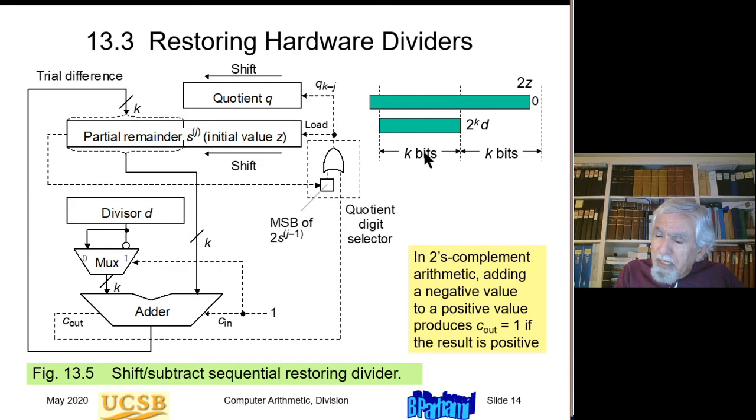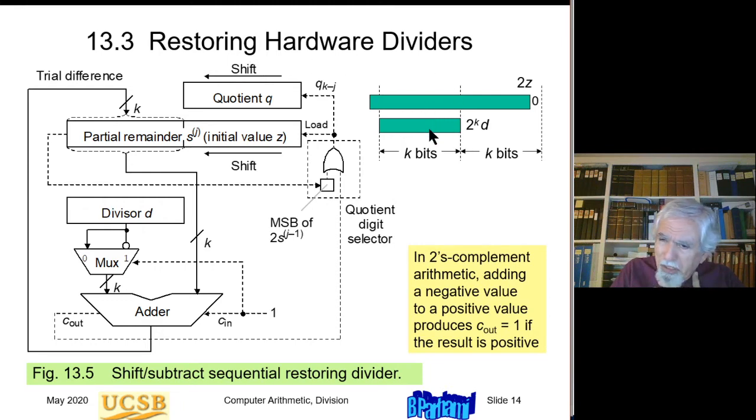If the result of this subtraction is negative, then 1 was too large a choice. Therefore, 0 is the correct quotient digit choice. We have to restore. In other words, that subtraction that we did does not provide the correct partial remainder. We have to restore the partial remainder to its original value. In other words, we should not have subtracted anything. So that's why this is called the restoring divider.